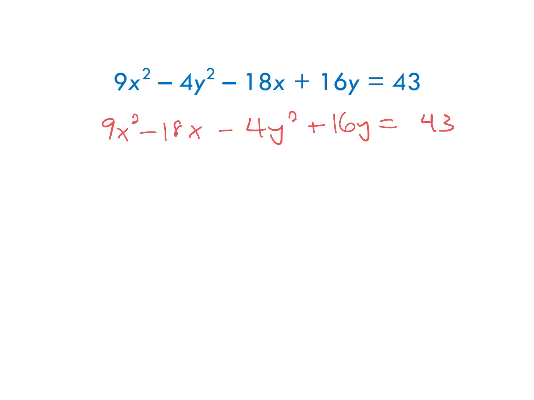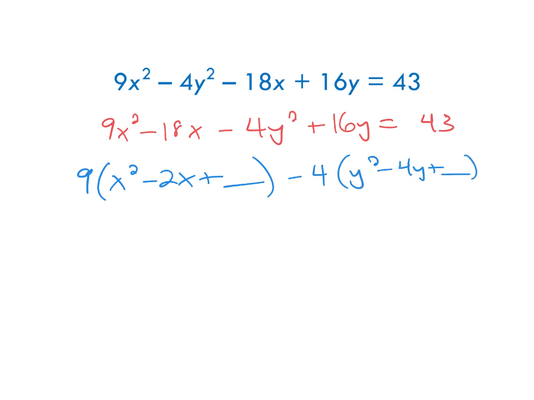And then if I'm setting up for completing the square, remember you've got to factor out those coefficients. So if I factor out a 9, what I'm left with is x squared minus 2x. In the second two terms, you're going to have to factor out a -4, and you're left with y squared minus 4y. Again, I'm setting myself up for completing the square. And remember, when you complete the square, you take that middle term, divide it by 2 and square it.